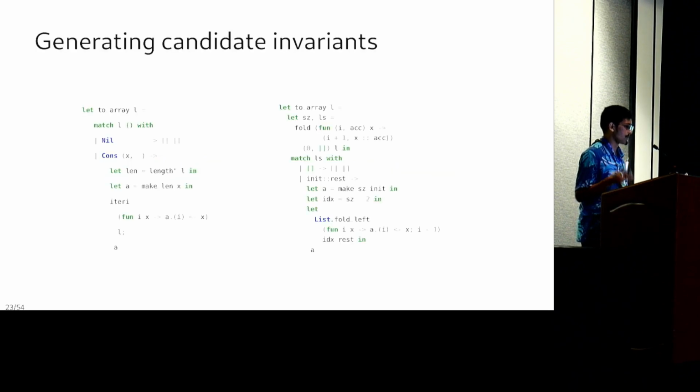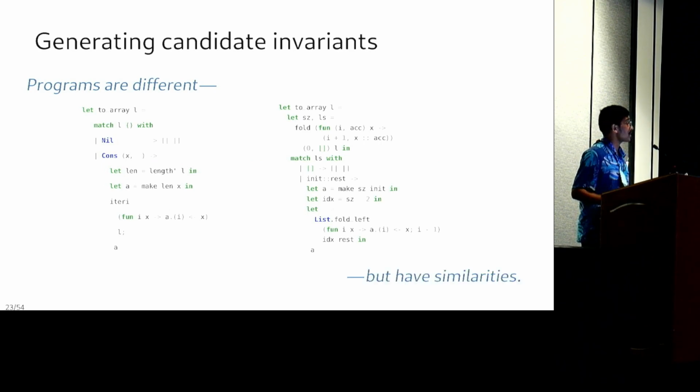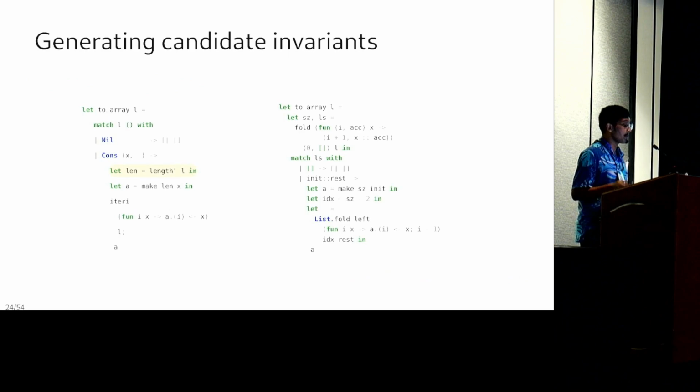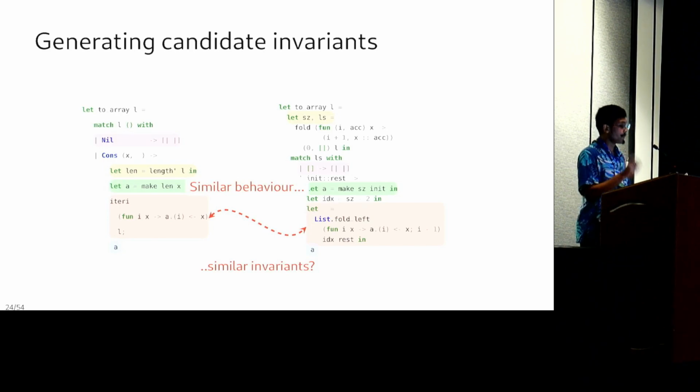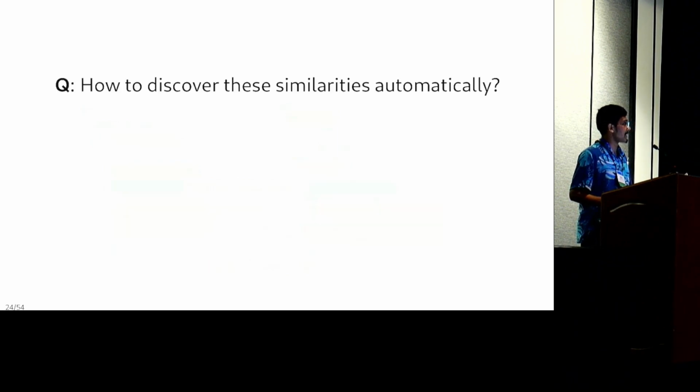So why is this useful? Well, let's look at these implementations again. So at a high level, sure, they are different, but if you look a little closer, you'll notice that they have some similarities. For example, both of them have statements where they calculate the length of the sequence. Both of them handle empty sequences. Both of them allocate an initial array, populate it, and finally return it. And the hope is that if we find statements that happen to do similar things, then they might have similar invariants. So, first question, how do we actually discover these similarities automatically?